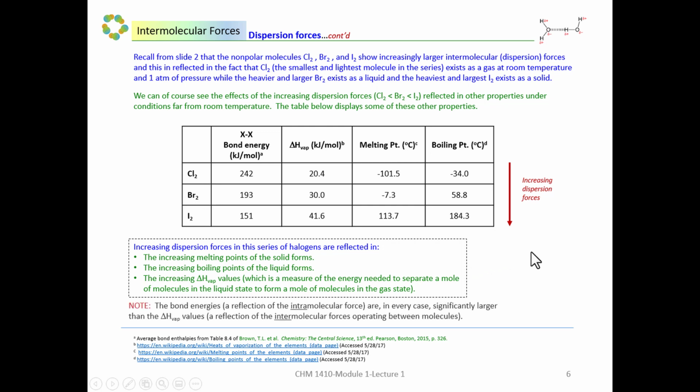You may be wondering why I threw in the bond energies here, X-X bond energies. That would be the energy required to break the chlorine-chlorine bond, the bromine-bromine bond, or the iodine-iodine bond. Remember, the bond energies are a reflection of the intramolecular forces, and they are, in every case, larger than the delta H of vaporization values, which we said are a reflection of the intermolecular forces operating between the molecules.